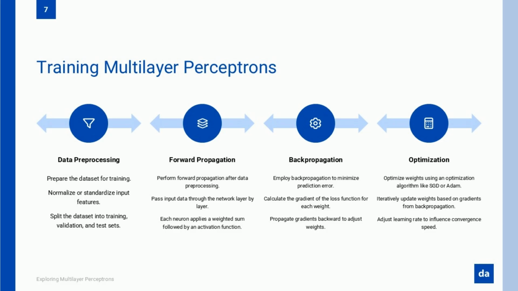Then comes the real learning, backpropagation. This is where the network checks how far off its prediction was. It calculates an error using something called a loss function. Think of this as the scoreboard in a basketball game. It tells us how badly we missed the shot. The goal, minimize that error.